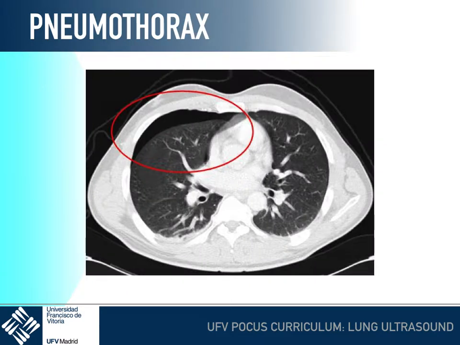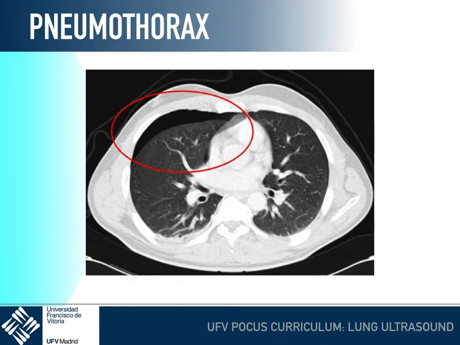So this is a pneumothorax. This is a non-complete pneumothorax. This is a non-tension pneumothorax. So there's a place between the air and the normally attached pleuras. So if I put the probe here, I will see no sliding. If I put the probe down here, I will observe normal sliding.